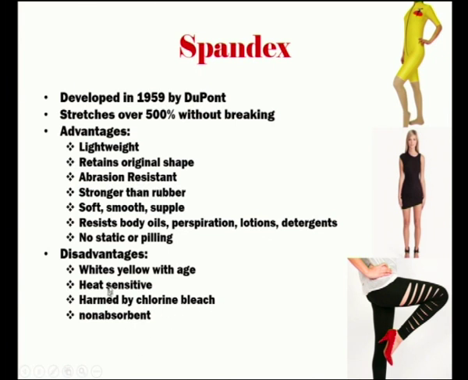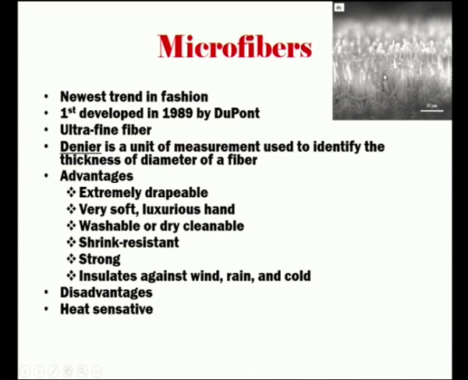So, these are some of the disadvantages if spandex is used as a cloth material or fiber material. Some of them are microfibers. Microfibers, the picture shown here, small fibers. The newest trend in fashion is using microfibers, first developed in 1989 by DuPont. Ultra fine fibers means the fiber material is very, very thin and small.